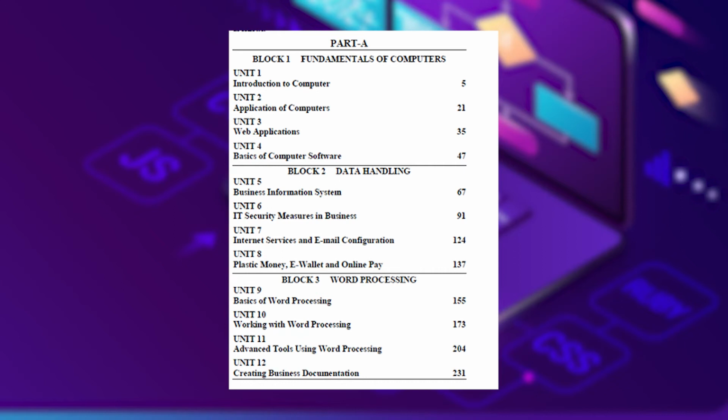So when you're talking about this particular part A, which bifurcates into three blocks. The first block talks about introduction to computers, which I am talking about here in totality. Then you have application of computers, then web applications, then basics of computer software, then business information system, IT security measures in business, internet services and email configuration, then how we are going to use plastic money, e-wallet and online pay, and the virtual currency that is coming up, then word processing, and in the next part we have Microsoft Excel, PowerPoint, and how to use multimedia.